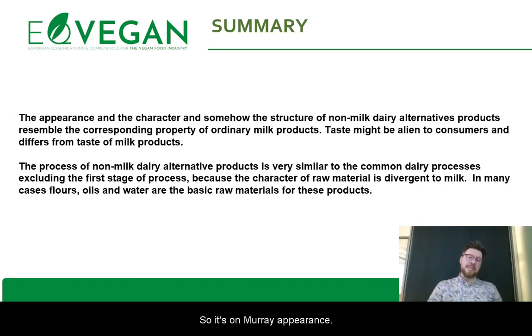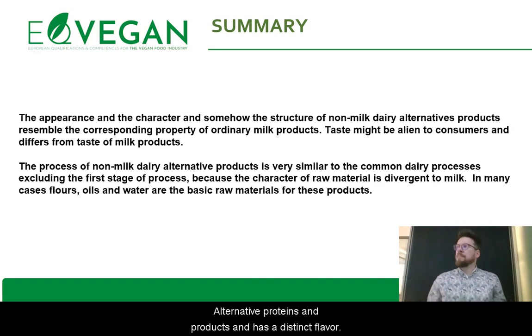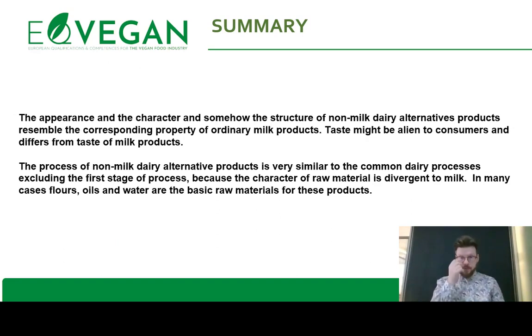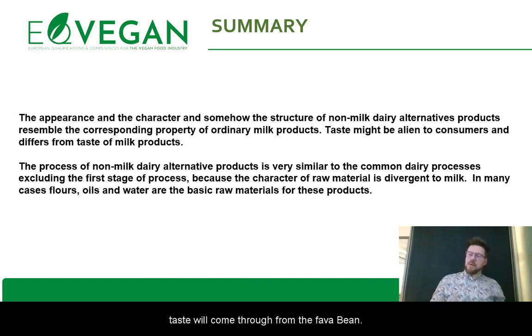So, in summary, the appearance and the character and the structure, these all can be made so that it resembles the real deal. The taste might be difficult to overcome. For example, we have a company in Finland that does alternative proteins and products from fava bean, broad bean, and this broad bean has quite a distinct flavor. If you use it as a substitute for milk, then if you're doing a pastry or something that requires milk as an ingredient, the leguminous taste will come through from the fava bean product.